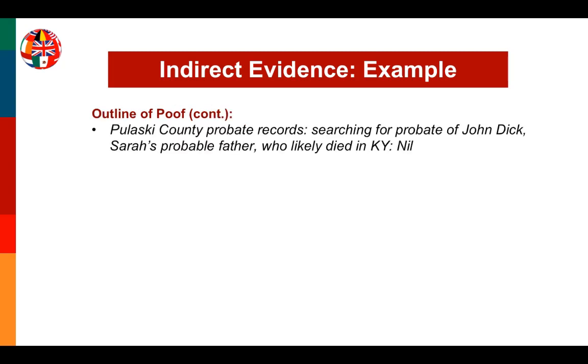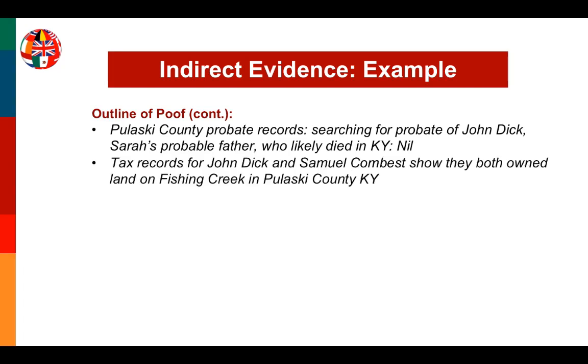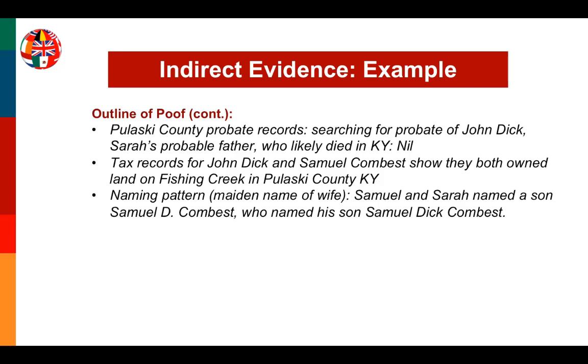Next, Pulaski County probate records were searched for the probate of John Dick, Sarah's probable father, and he likely died in Kentucky, and there were nil results here. So then tax records were searched for John Dick and Samuel Combest, and these records showed that both owned land on Fishing Creek in Pulaski County, Kentucky. Then naming patterns were covered. The naming pattern of naming a child using the wife's maiden name. So Samuel and Sarah named a son Samuel D. Combest, who named his son Samuel Dick Combest.